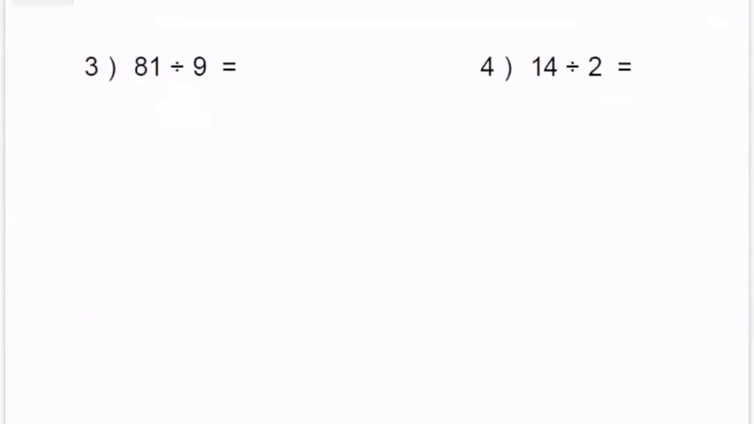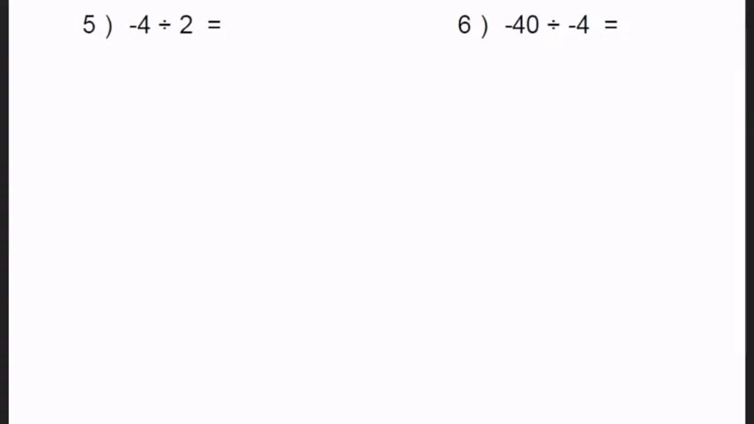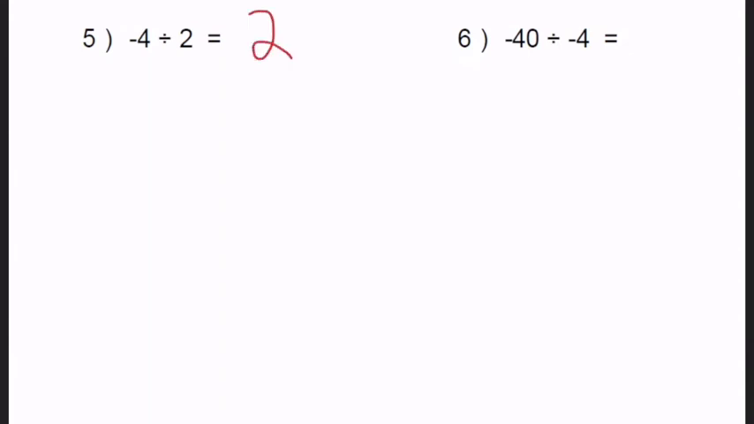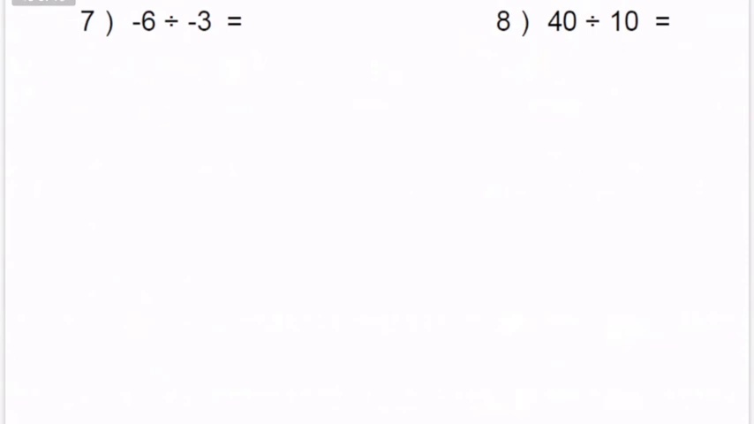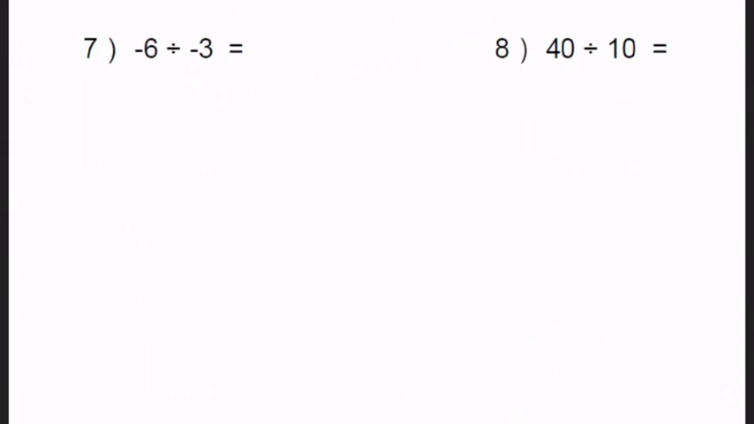All right, we'll skip 3 and 4. They're easy. Let's do 5 and 6 together. Negative 4 divided by 2 is 2, but it's going to be negative. The reason why it's negative is because one's negative, one's positive. So it's negative 2. Next one, negative 40 divided by negative 4 is 10, and they're both negative, so it has to be positive. Okay, I want you to do number 7, pause, and then hit play. The answer is going to be 2, and the reason is they're both negative. There goes Cookie again.